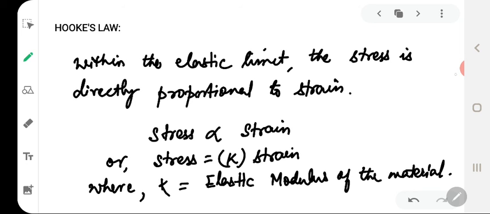So up till this much we will keep today's lesson. We shall resume from the same law and understand different concepts in our next class. Thank you.